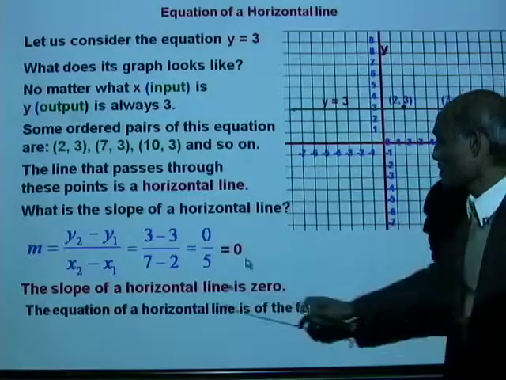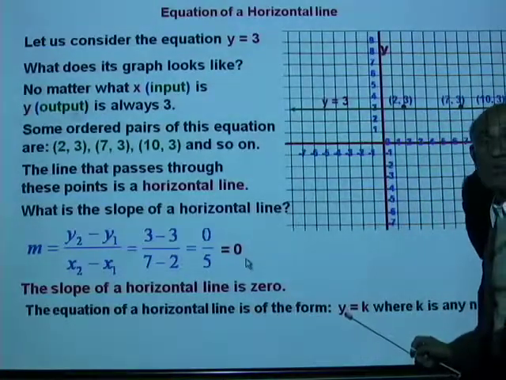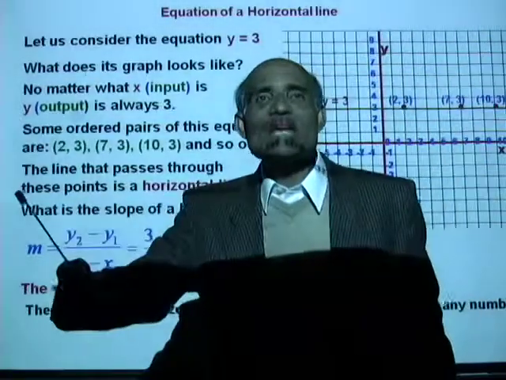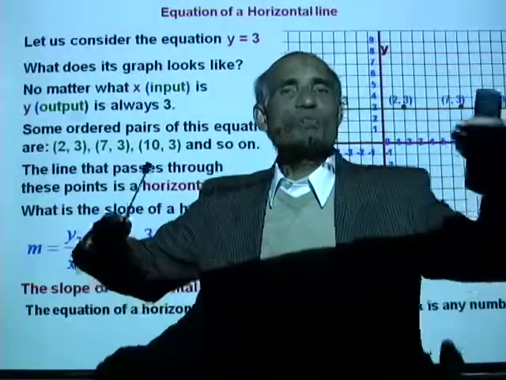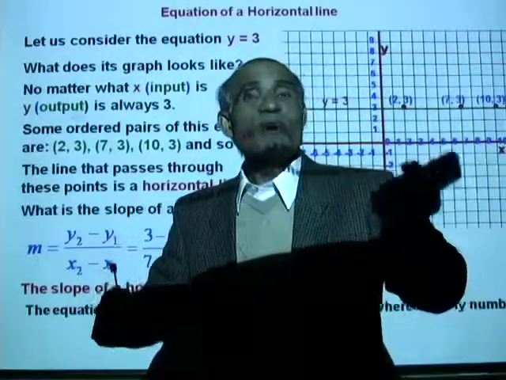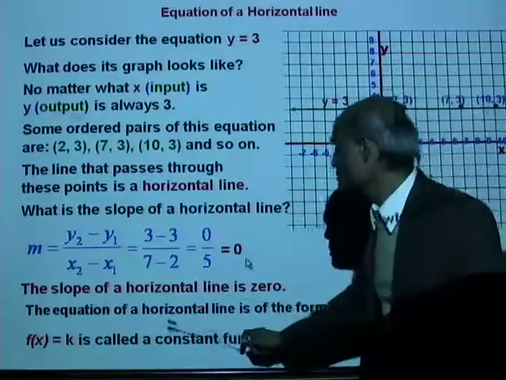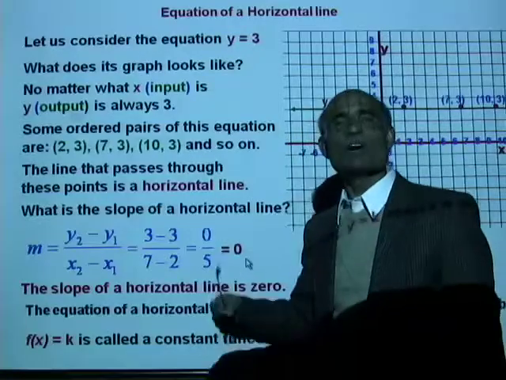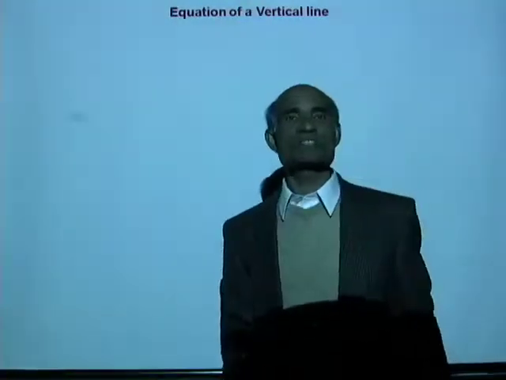All right. So the equation of a horizontal line is of the form y equal to k or y equal to b. You can use any. y equal to b corresponds to y equal to mx plus b when m equal to 0. So the equation is y equal to b. So it is called a constant function. f of x equal to k or f of x equal to b is called a constant function.